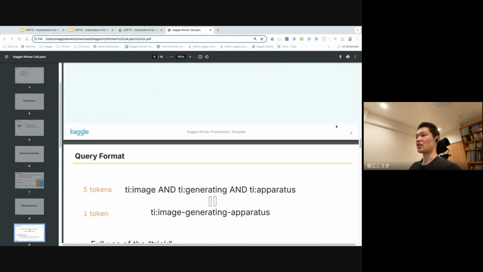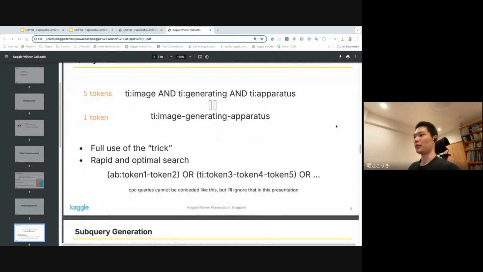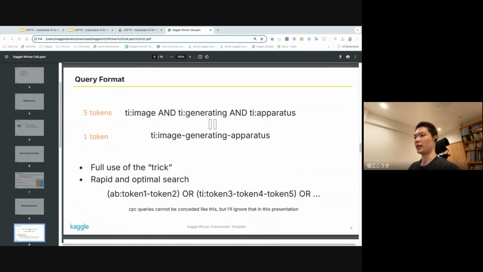Before going into the actual algorithm, let me briefly explain the query format that I selected. Most of the top teams use a kind of hack or a trick, and I wasn't an exception. The trick I used was that search queries for the same field can be connected to be counted as only one token, as shown on the top. This trick is a bit weaker than the trick used by the top two teams because it cannot connect different search queries from different fields, but it's still strong enough.